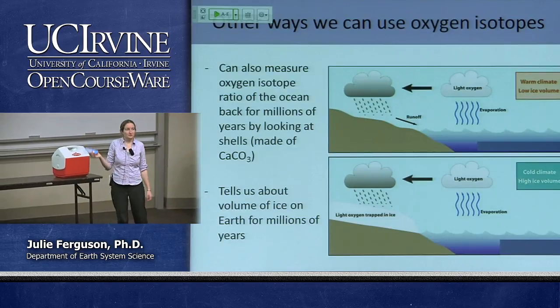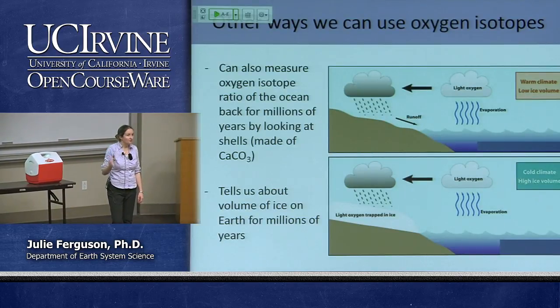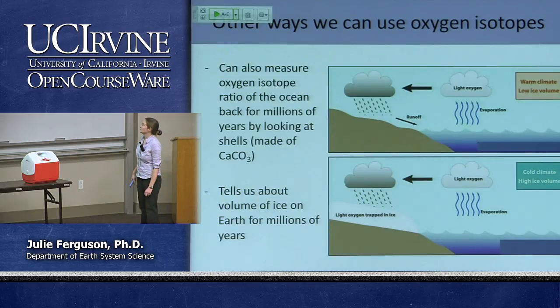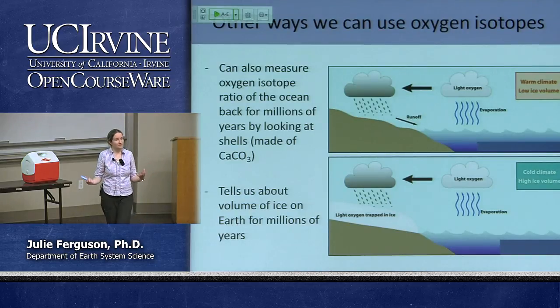We can also use oxygen isotopes within the ocean in order to get a sense for how much ice there is on Earth. So here are probably very familiar looking diagrams. And so the nice thing about looking at oxygen isotopes is that there's oxygen in a huge number of things.